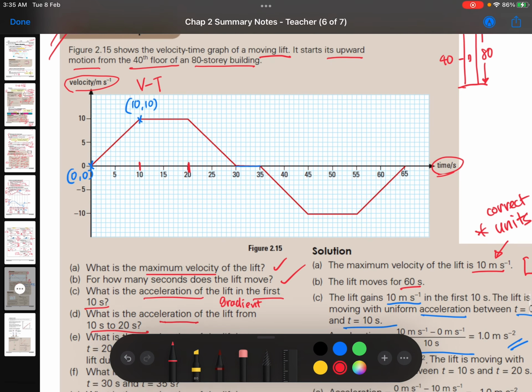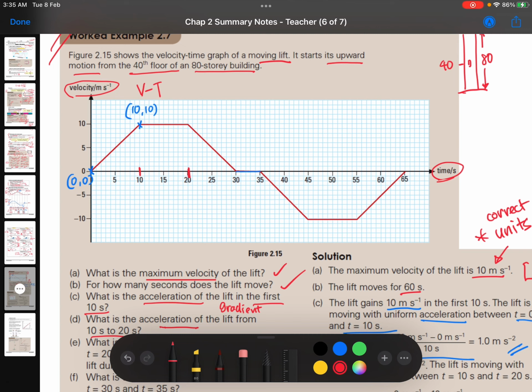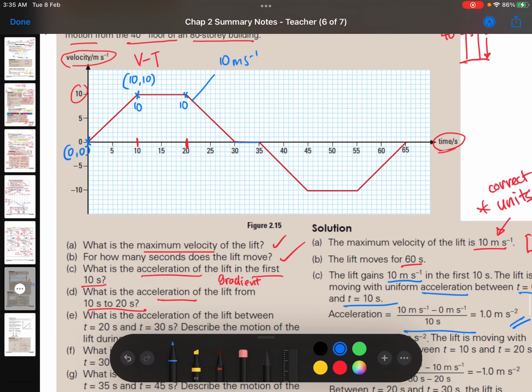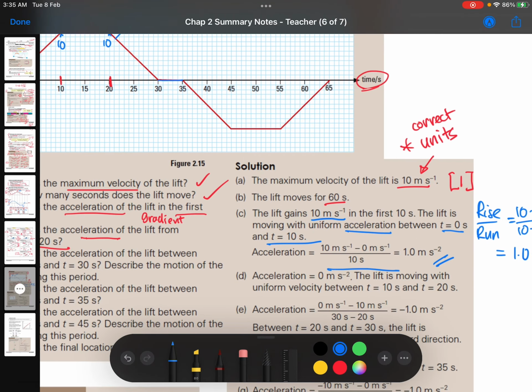Now you look at it, right? Look at the velocity. The velocity is 10 here. Okay, it's 10 here, and then at 20 seconds it is also 10. When we say 10, it's not just 10, but 10 meters per second. So what is the acceleration? Let's look at D. The acceleration is 0 meters per second.